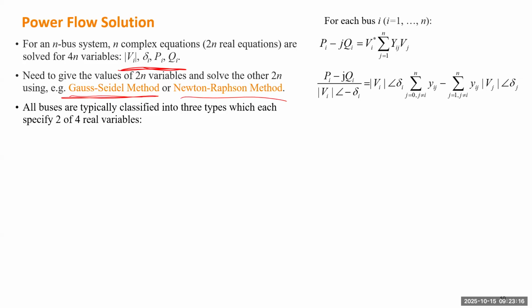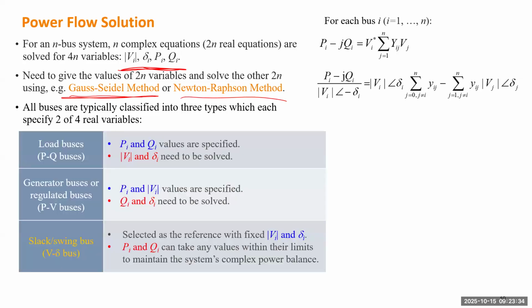As we mentioned, we need to know 2 of the 4 values at each bus. Depending on which 2 are known among the 4, there are multiple combinations. There are 3 very classical combinations which are utilized by most methods. The first class we define is load buses. Load buses means for a substation, we know the power and also the power factor, which means we know P and Q. But we don't know the voltage magnitude and angle.